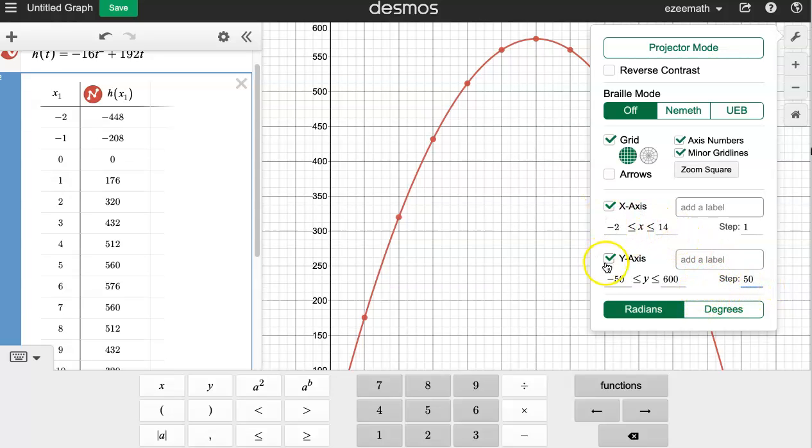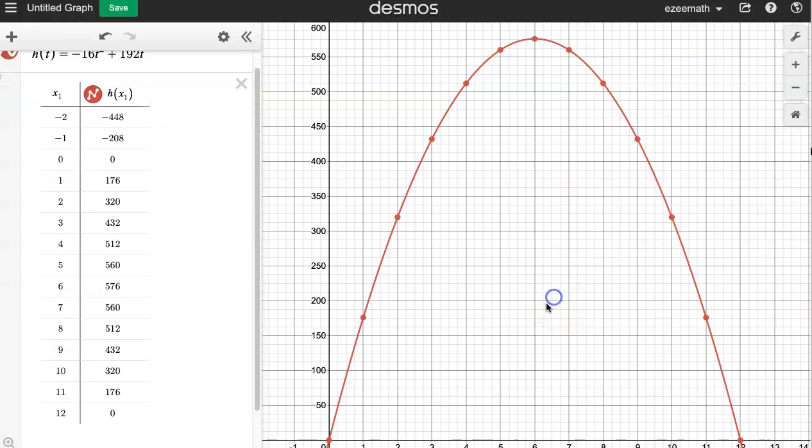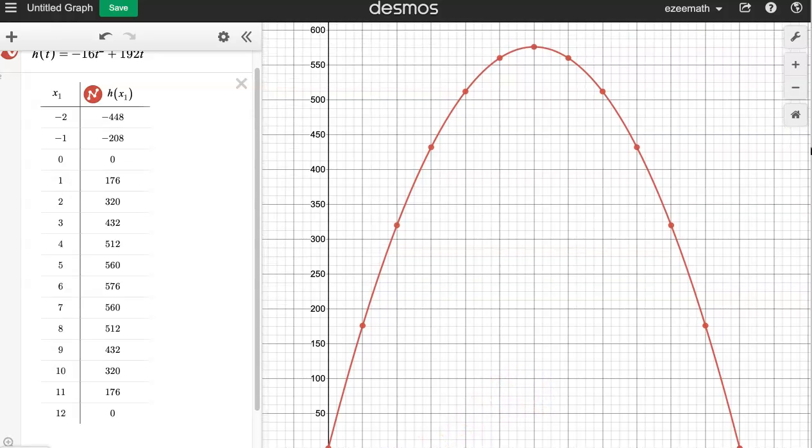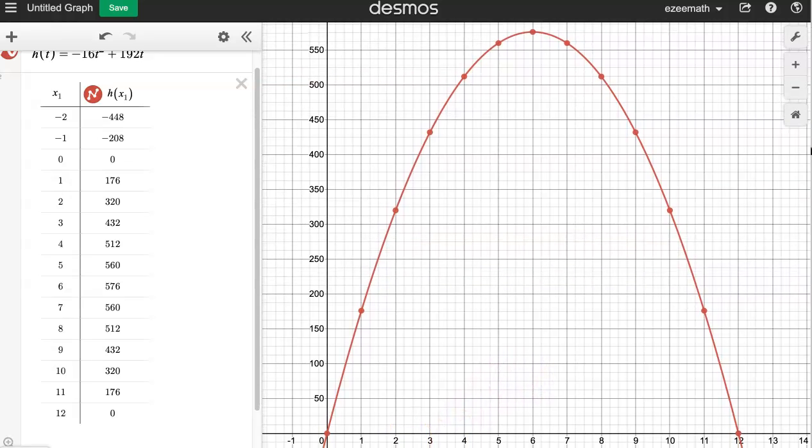So look at the settings here. On x, we have -2 to +14 with the steps of 1, and on the y-axis -50 all the way up to 600 with the steps of 50. Now see the graph. You can see one neat graph here, right? This is the graph.